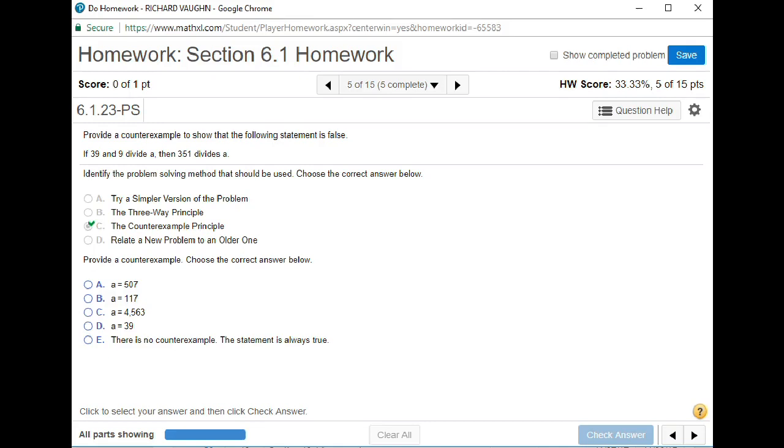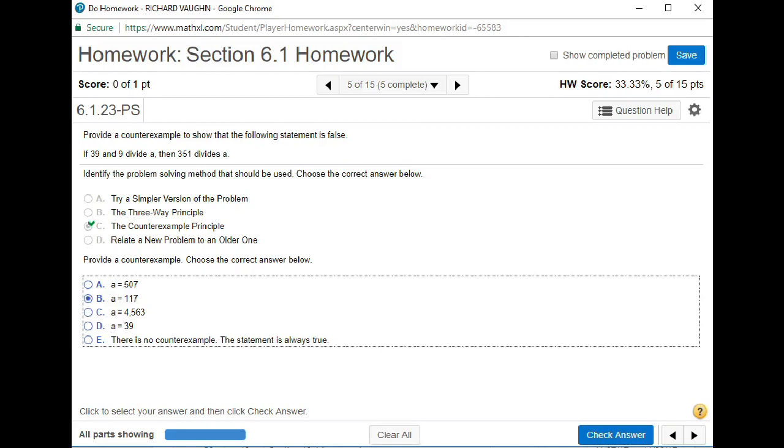And 117 is divisible by 9 because it has 2 3's in it. And 117 is divisible by 39 times 3. 13 times 3 is 39. But of course, it can't be divisible by 351 because it's smaller than 351.